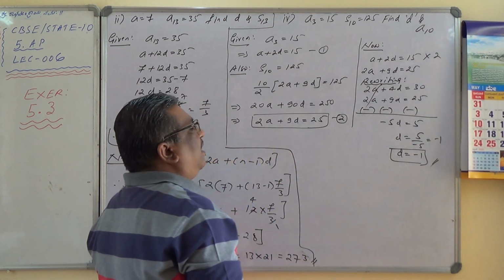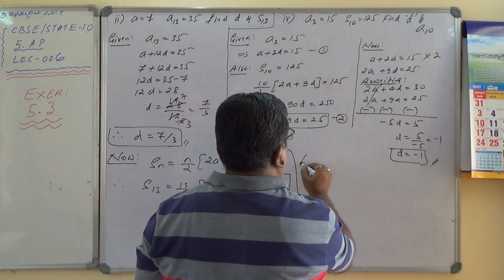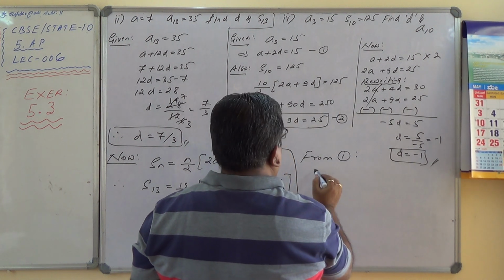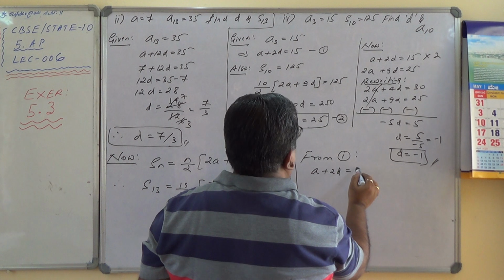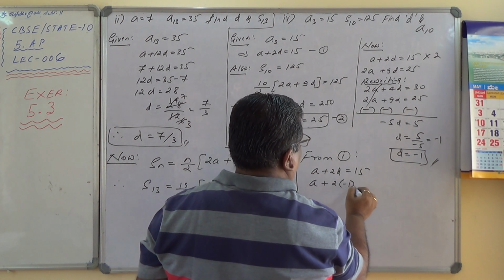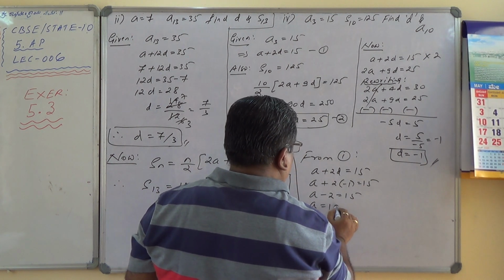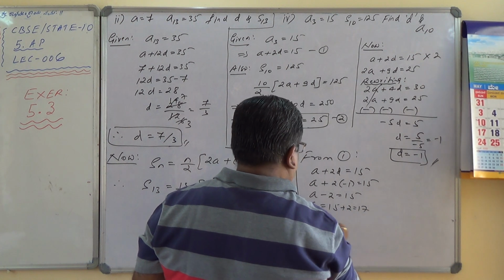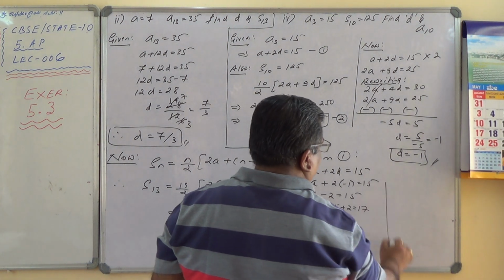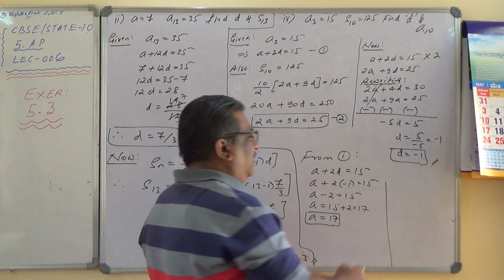Before you find A10, I must know A. So I will take up equation 1: A plus 2D equals 15. What is A here? I have to find out. A plus 2 times minus 1 equals 15. A minus 2 equals 15. A equals 15 plus 2, which is 17. So I have got A equals 17 and D equals minus 1.